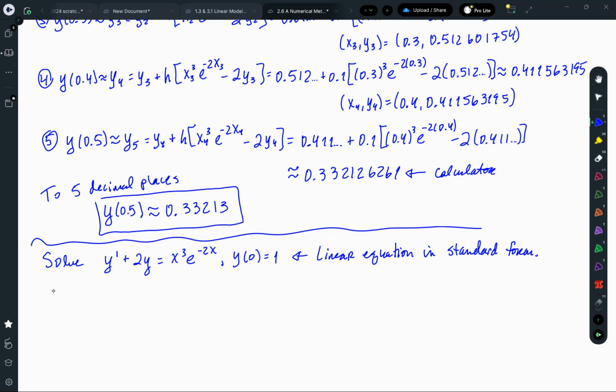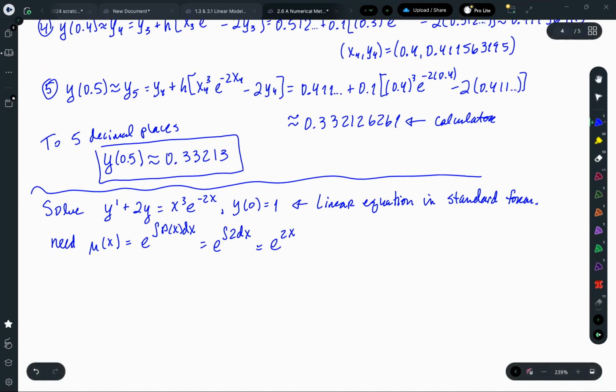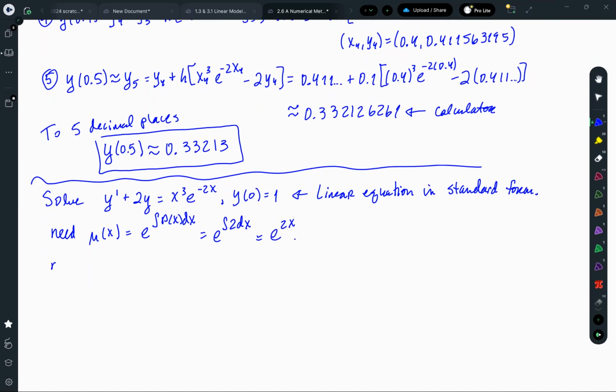So we're going to need an integrating factor, mu of x, which is equal to e raised to the integral of p of x dx. In our case, p is 2, so we get e to the integral of 2 dx, which is simply e to the 2x. So we multiply then mu of x to the DE.